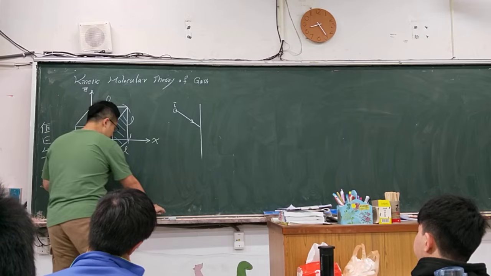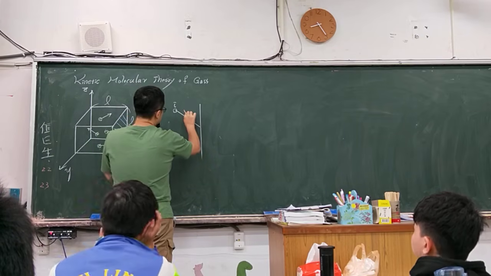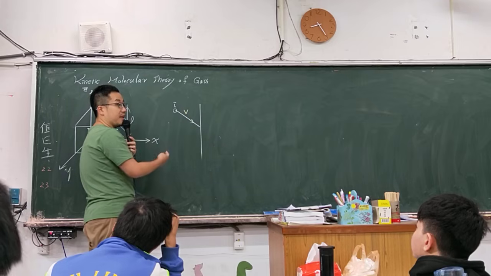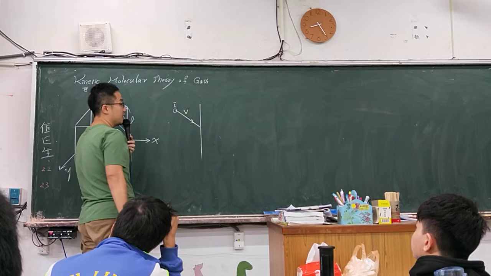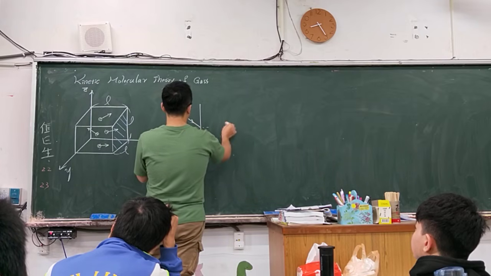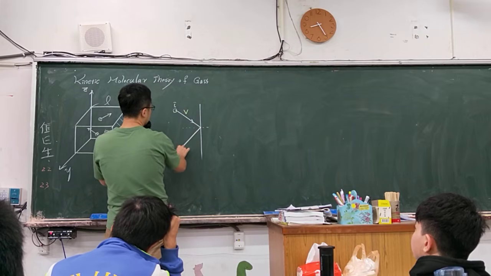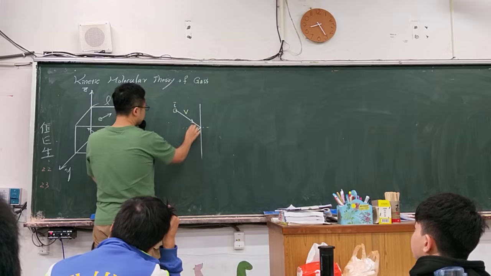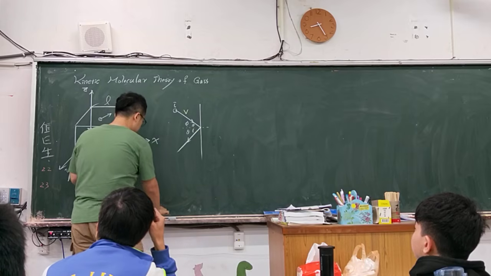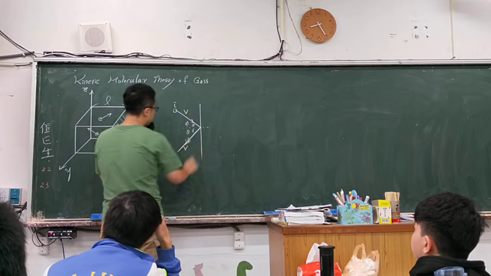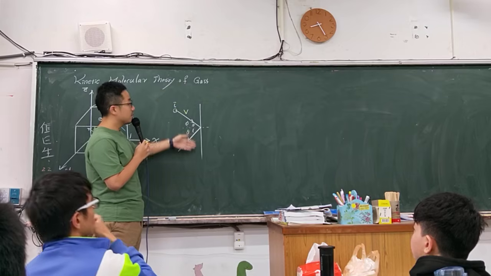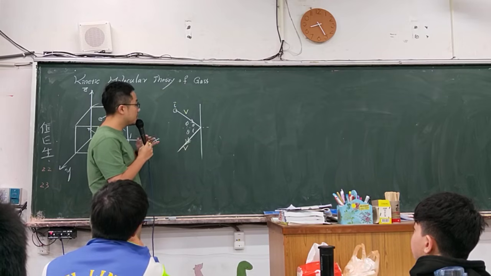Okay, so when molecule number i is ready to strike the wall on the right-hand side, it will bounce backwards, and there will be no loss of kinetic energy. So it will follow the reflection law. The incident angle and the reflection angle will be equal to each other. Since it's doing an elastic collision, we don't need to care about the velocity in the y component. We only need to care about the x component.